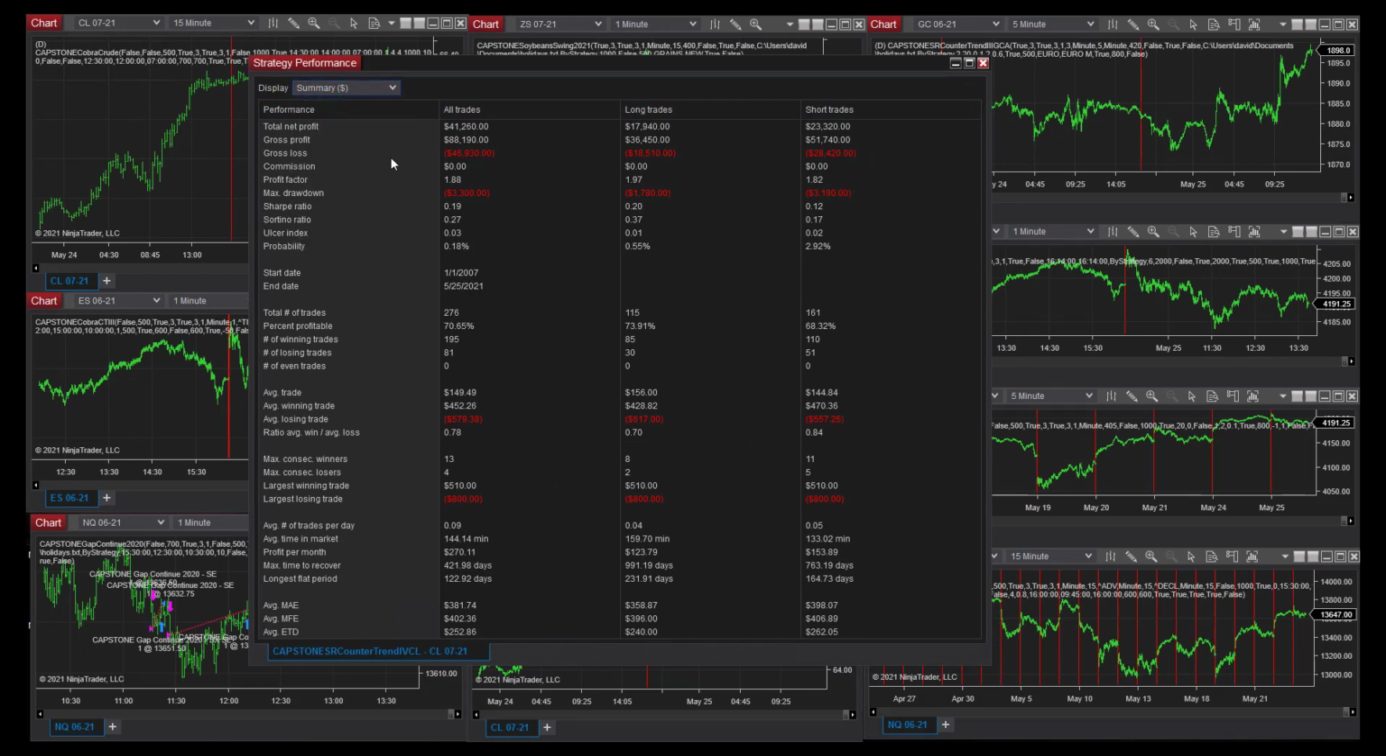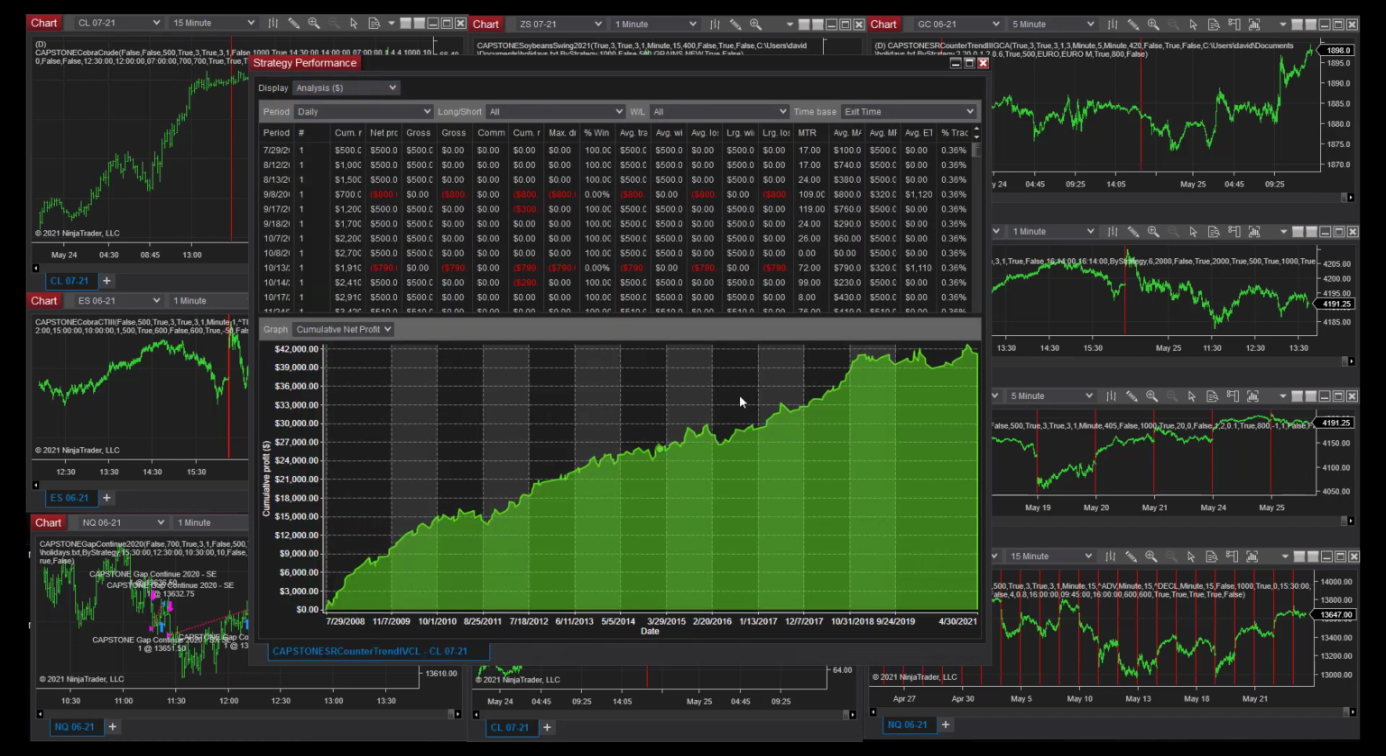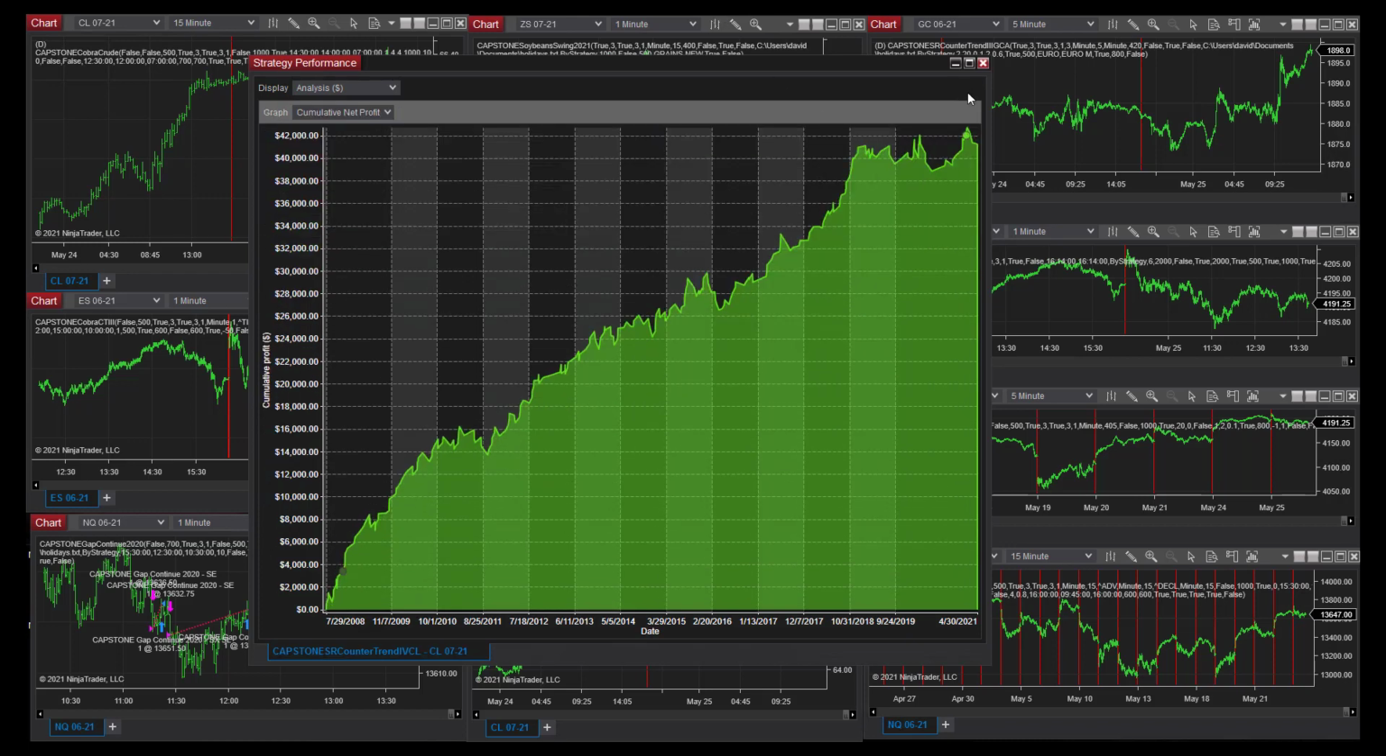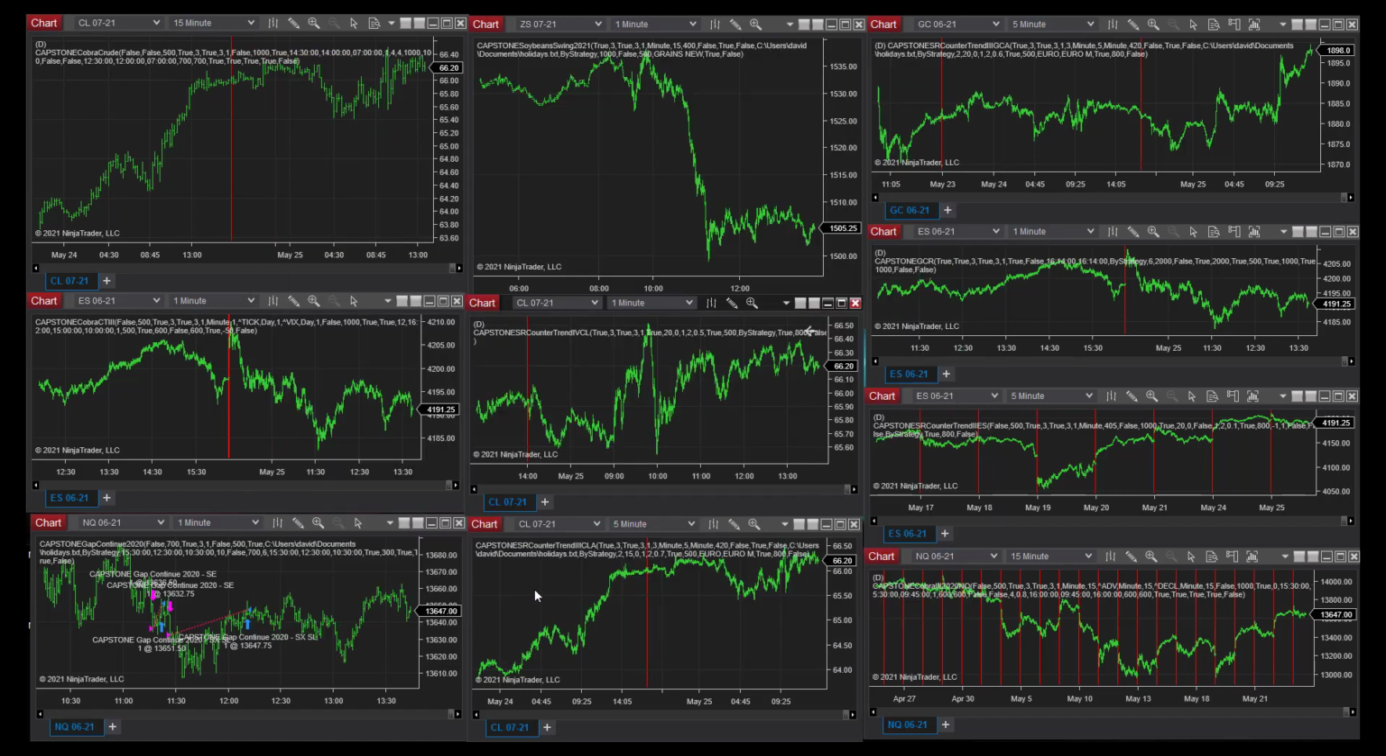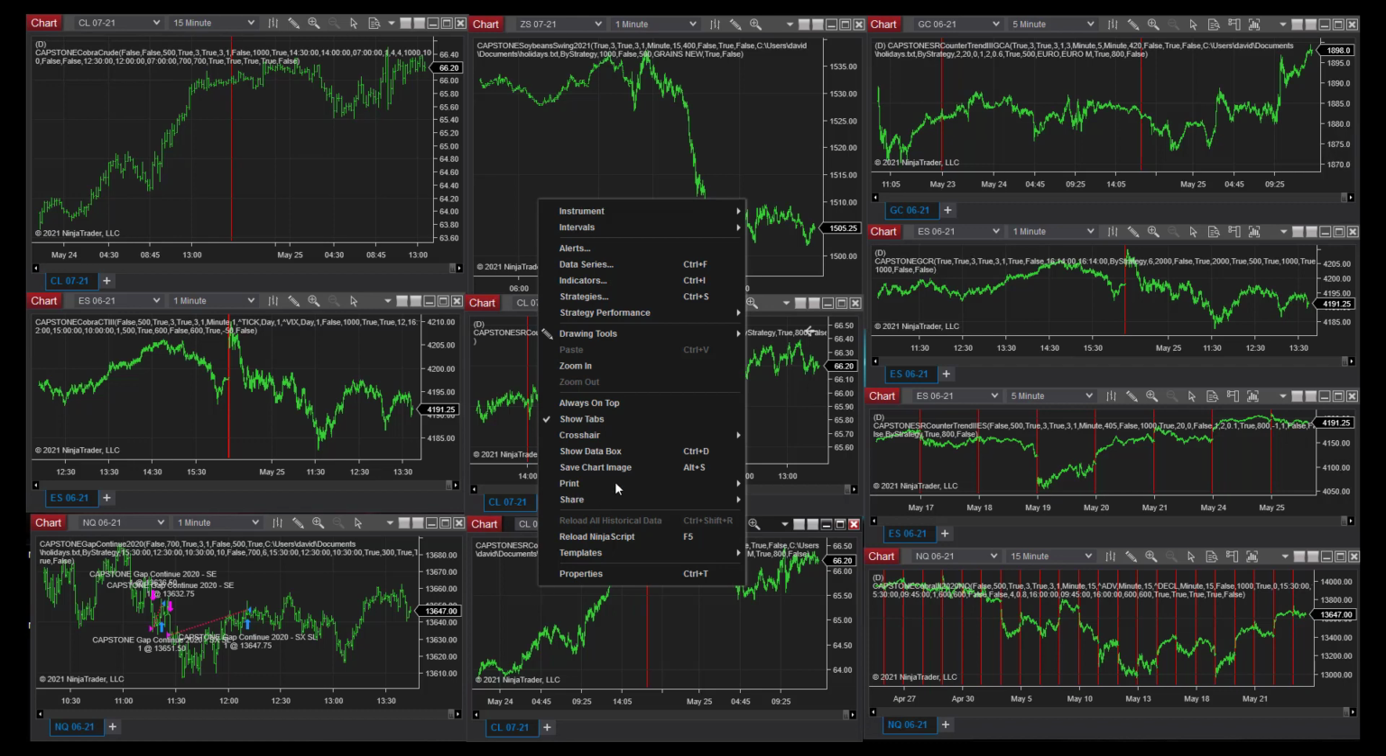Back to 2007, $149 average trade profit for this crude oil strategy. Here is the equity curve, low drawdown, 3,300, and you see here 2020 was a tough year for SR counter trends because of all the V patterns, but making a strong comeback. Had this move higher here, it's pulled back a little bit here, so I like this strategy in crude oil, SR counter trend 3, crude oil.